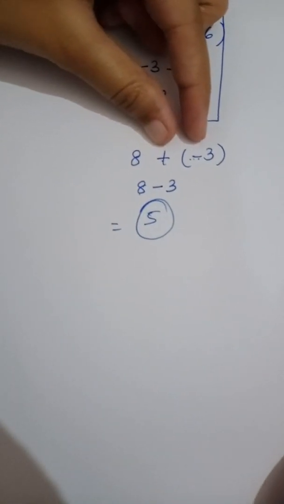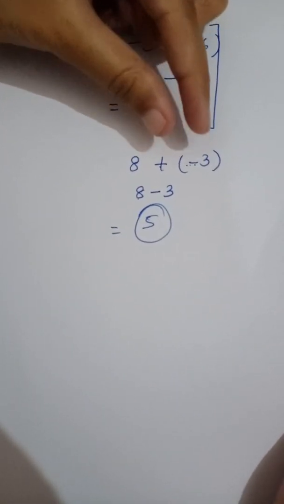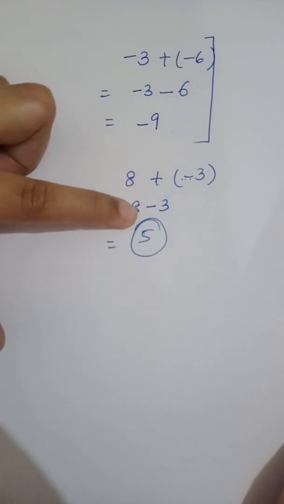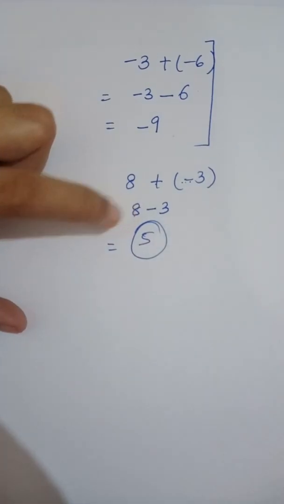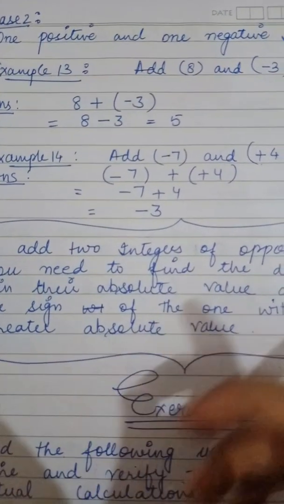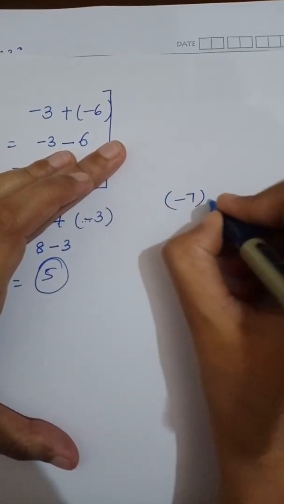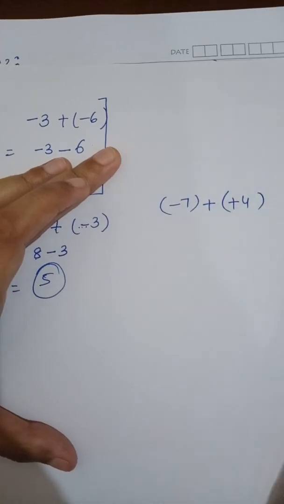See how you are going to do two signs. When two signs are together, then how you are going to find the common sign. That's how you have to find. Plus minus means minus. So this is 5. Now move to the next. Add minus 7 and plus 4. Now how you are going to add minus 7 and plus 4.